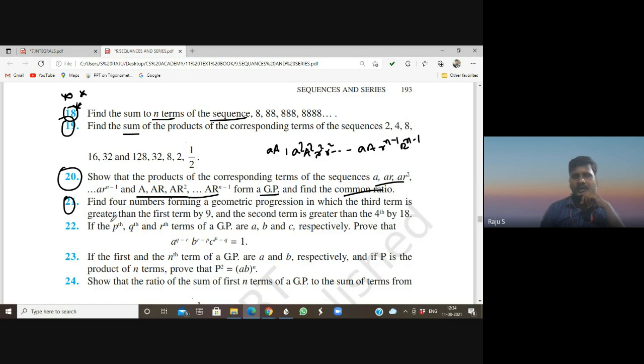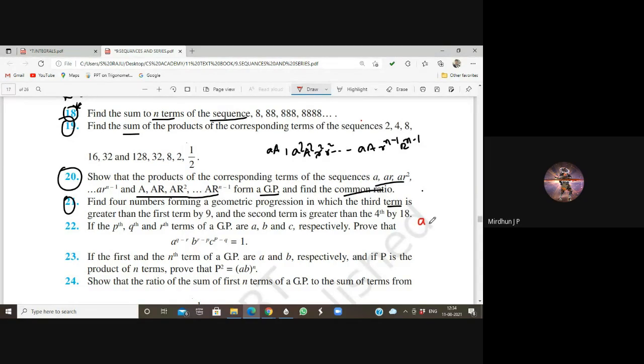Let us go for the next question. Find four numbers forming a geometric progression in which the third term is greater than the first term by 9. How to write that condition, students? Sir, we can take A by 3R, A by R, AR and A3R, sir.